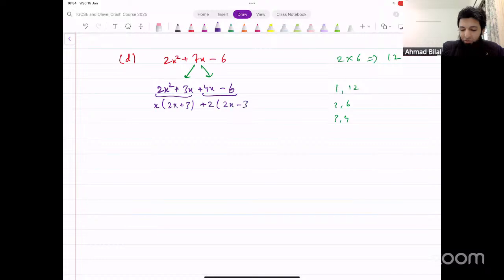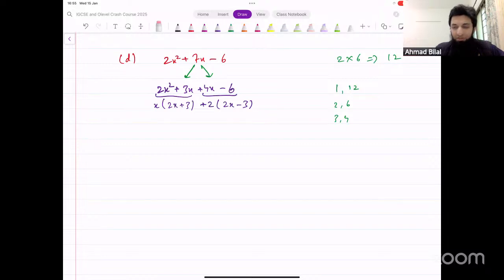You're left with 2x minus 3. And now you see the two brackets that you've got, they are not the same. One is 2x plus 3 and the other is 2x minus 3. Now don't try to make them the same by force. They are not the same. That means you've done something wrong.